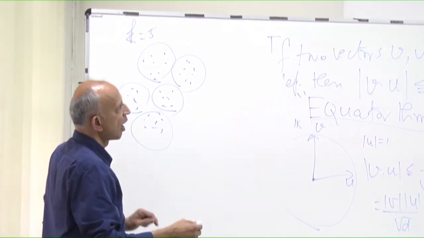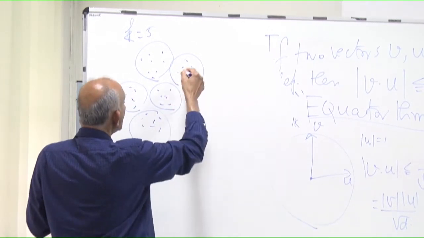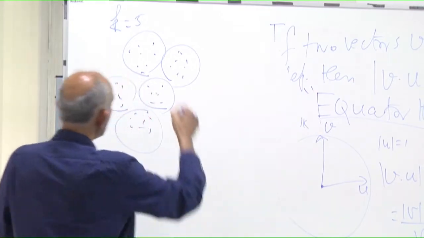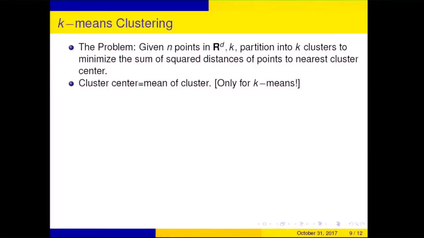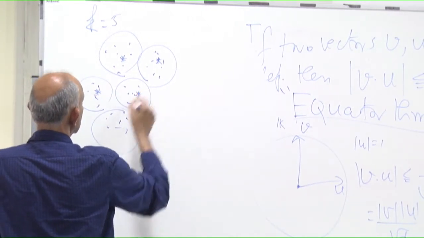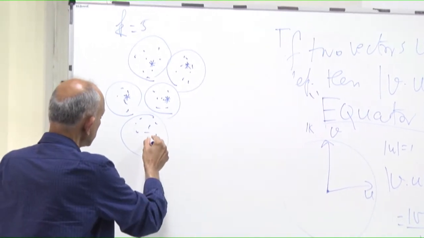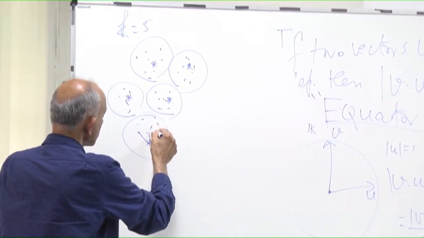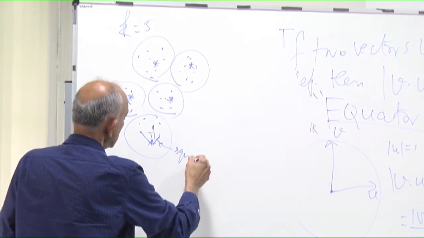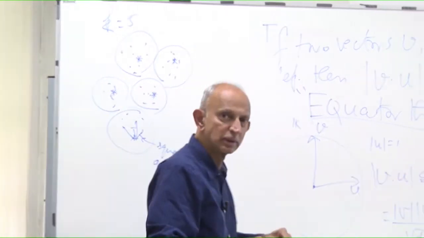After I do that, I put down, maybe one more point will be nice to see. So I put down some cluster center for each cluster. I'm allowed to choose any cluster center, and then I take the distances, square them, and add. And I want to minimize that.